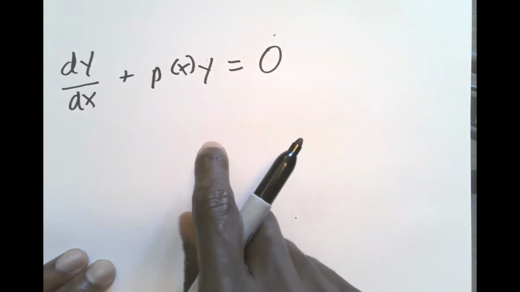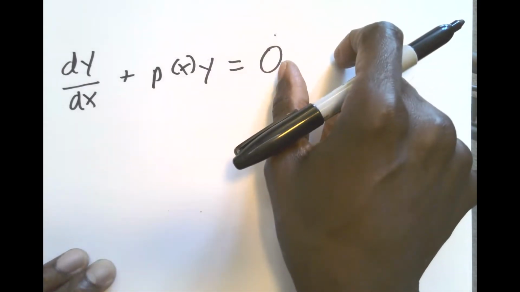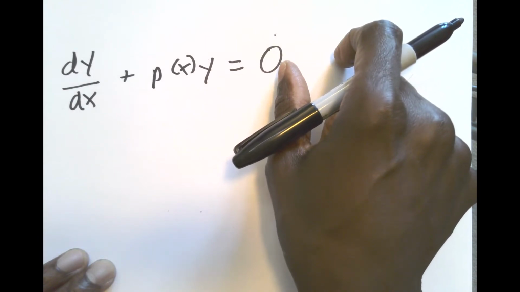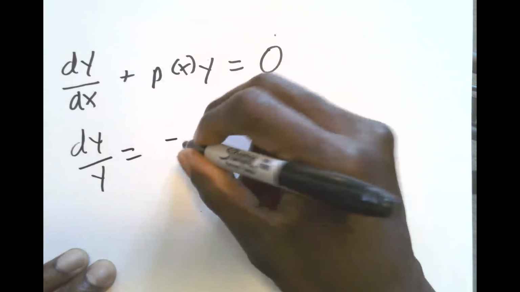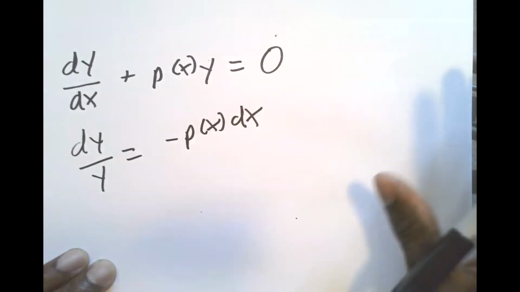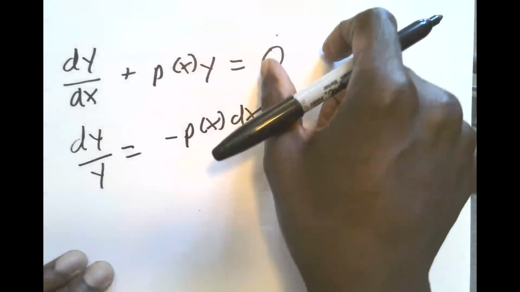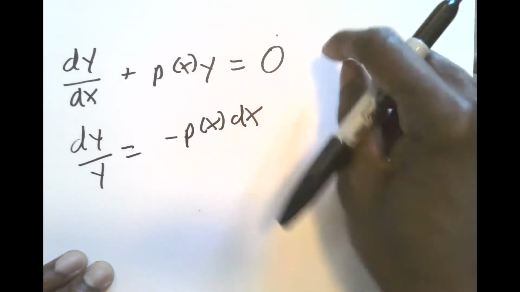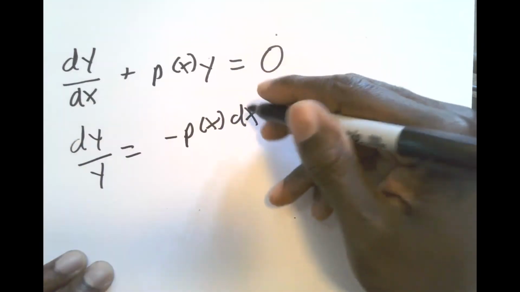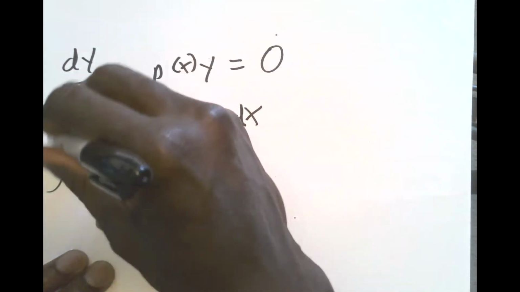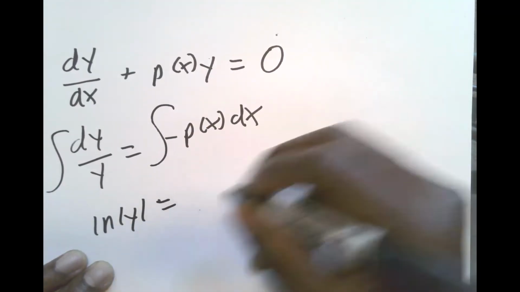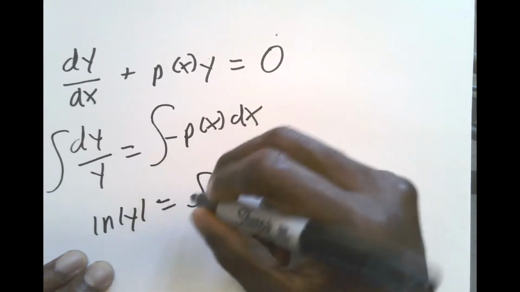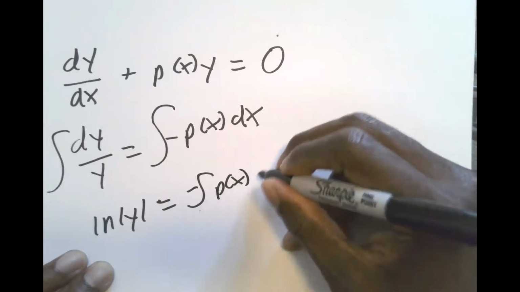So if I separate, I would move this to the other side. It would be negative p of x, y. Then I would do the separation where the y goes here, so it will be dy over y, and that will equal negative p of x dx. Again, I first move this over here, negative p of x, y, then move the y over here and the dx over here. And then of course, if we integrate, we'll get ln y equals the integral of negative p of x dx.